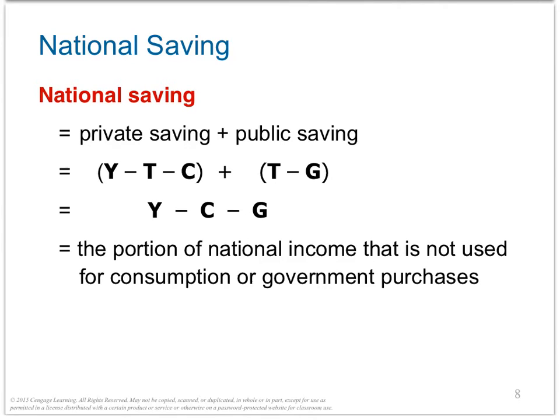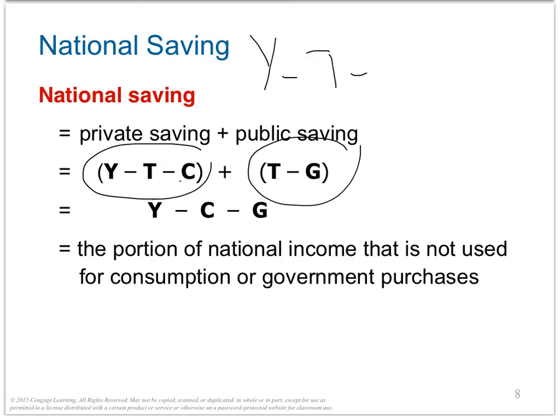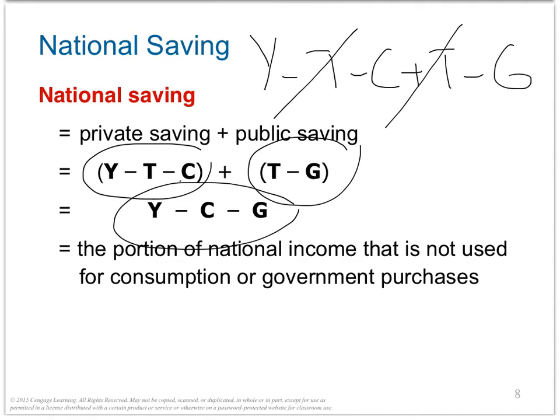It is the sum of private saving, which is Y minus T minus C. Okay, we define it: income, you pay taxes and consumption, plus public saving, which is tax revenue minus the government expenditures. If you open up the parentheses, you will realize that Y minus T minus C plus T minus G. Minus T and plus T will cancel each other, so what is left over is Y minus C minus G.